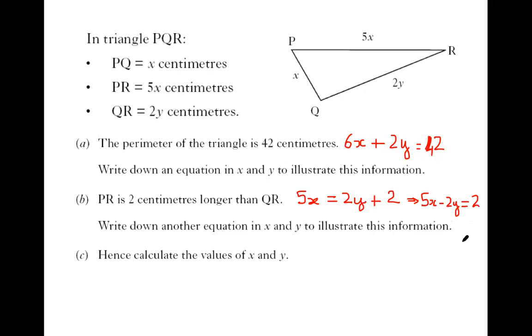And then we're going to sub x in either one. So 6 times 4 is 24. 42 minus 24 is 18, divided by 2 is 9. So y is 9. There you go. So you've got x and y without writing it, but I would argue that it's safer to write it so that you can check it afterwards.